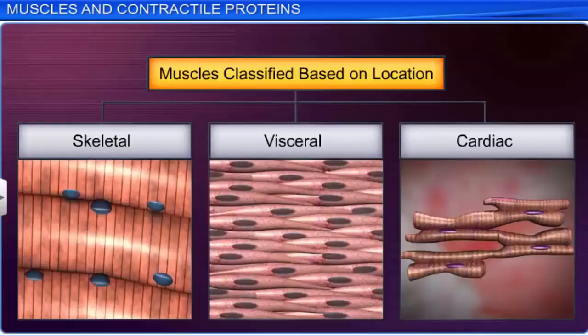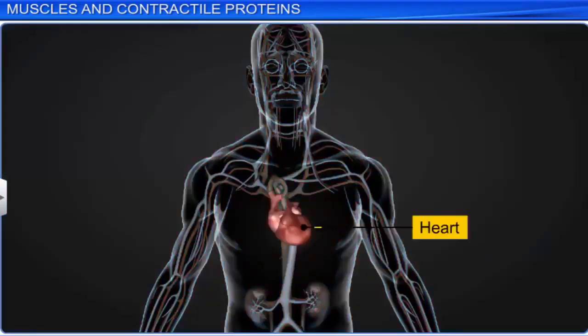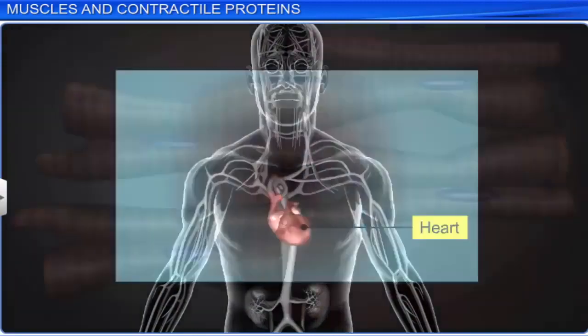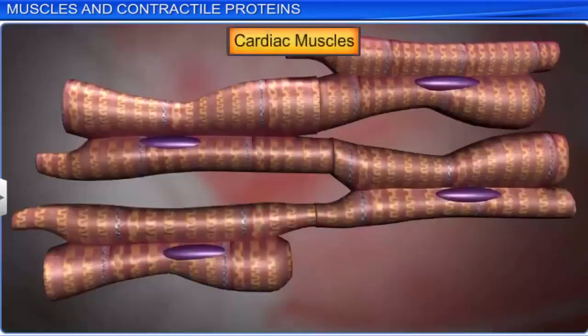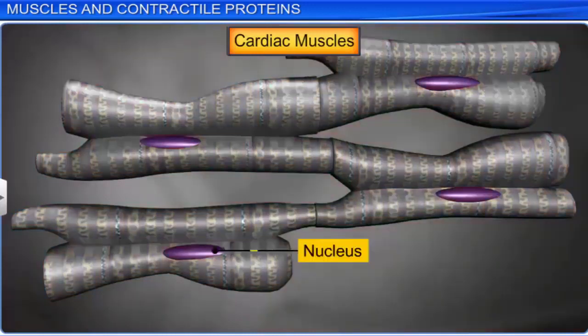The third type of muscle is the cardiac muscle, which is found only in the heart. Cardiac muscle cells are branched, striated, involuntary, and contain a single nucleus. Several cardiac muscle cells assemble in a branched manner to form a cardiac muscle.